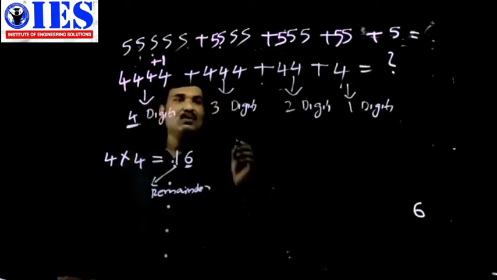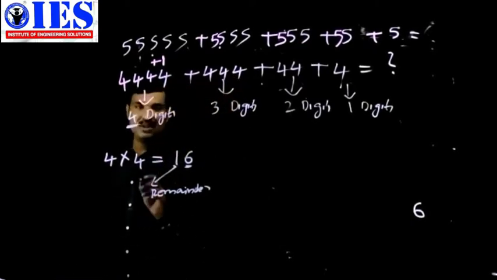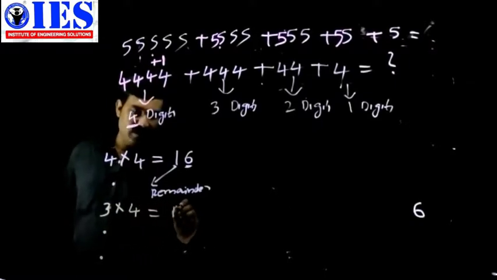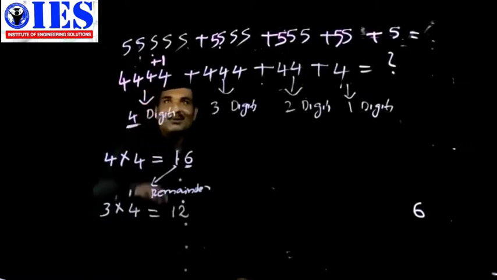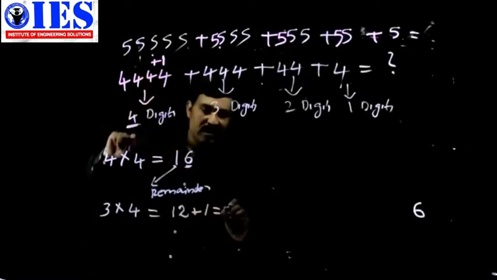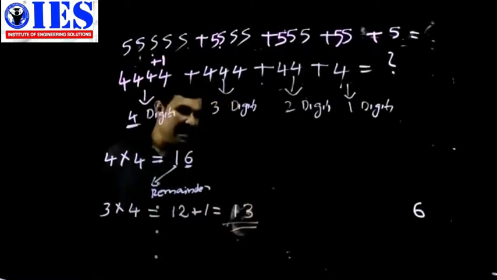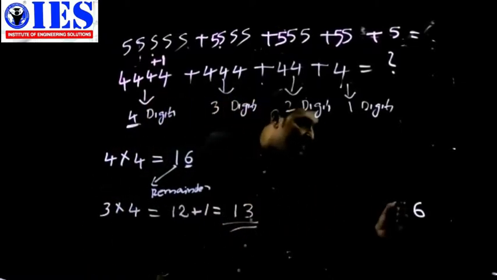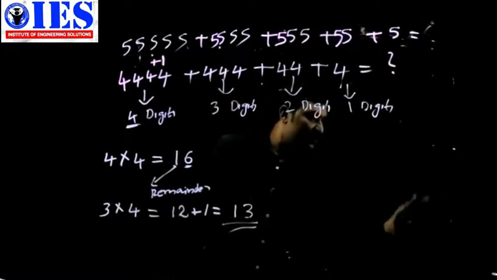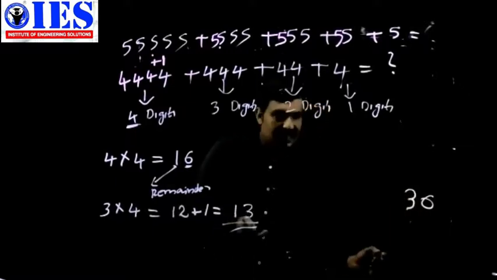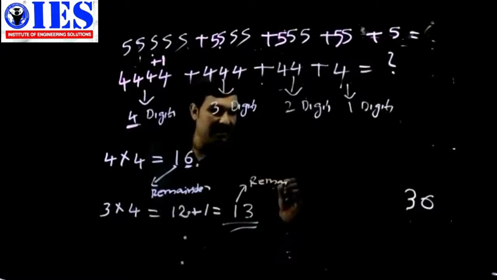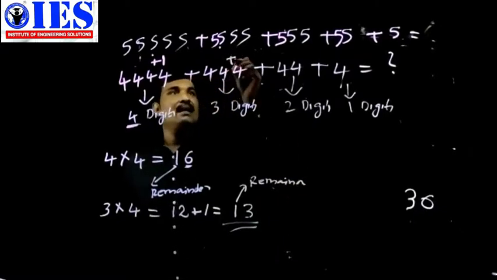Okay. Now, how many digits here? This is a 3-digit number, so write this 3 here. 3 into 4, that is equal to 12, right? 3 into 4 is 12. Now, there is a remainder here, 1, so plus this 1, we have 13. Now again, take this 3 and write this 3 here. 6 is here, this 3 is written here, and this 1 is the remainder. So adding the remainder here.